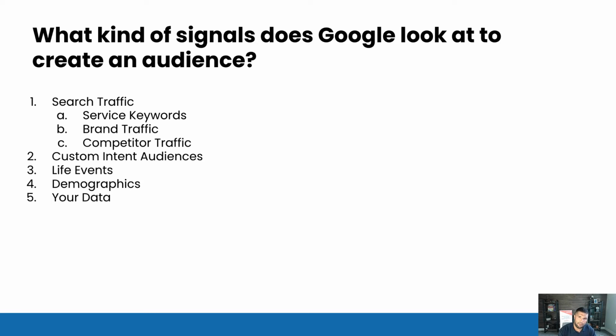And the reason that Google will show your ad for your competitors sometimes is because contextually you are similar to your competitor. You're a divorce attorney, they're a divorce attorney.